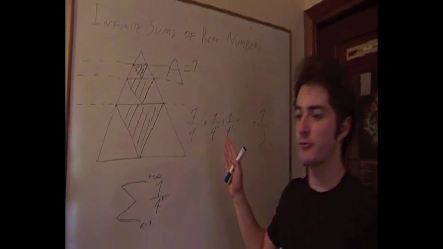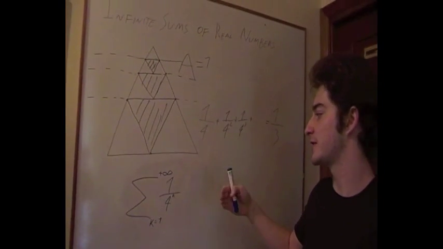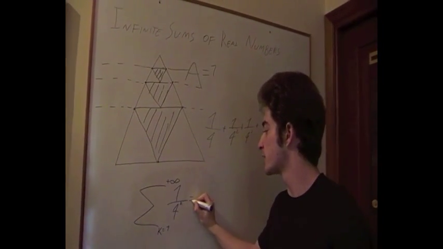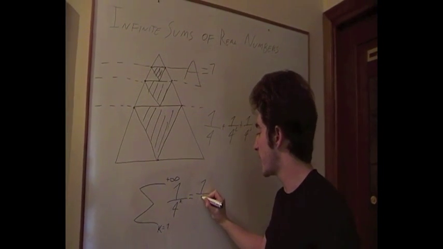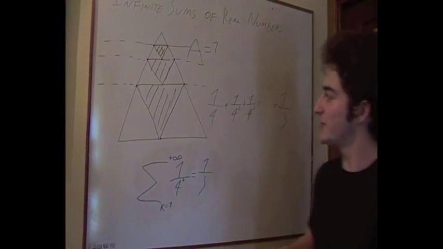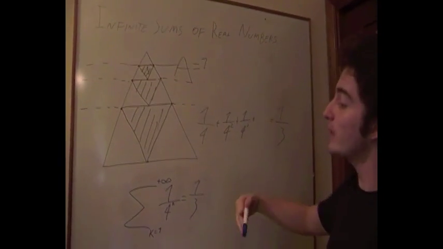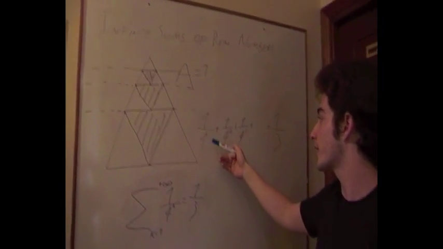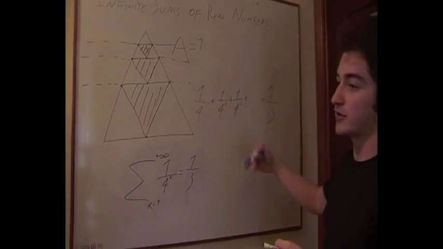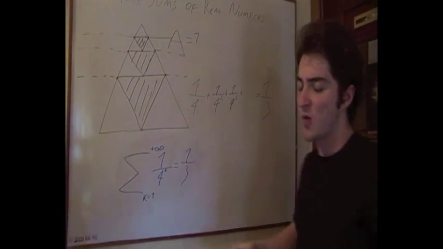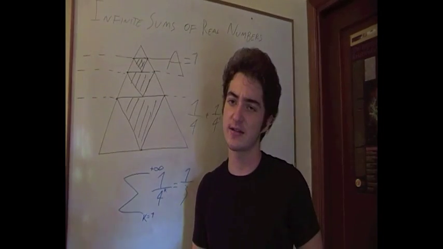From this proof, we can see a characteristic of these kinds of sums that converge to a finite number. We see that each of the following numbers is always smaller than the one before it. So like that, it converges to a finite number. But is that always the case? I'll show you now another example.